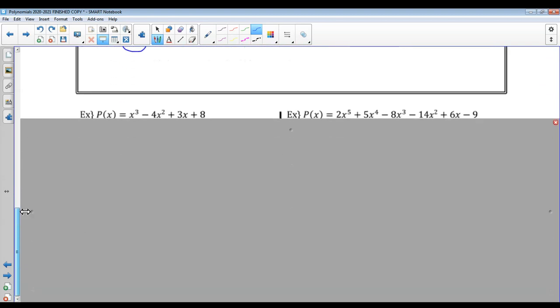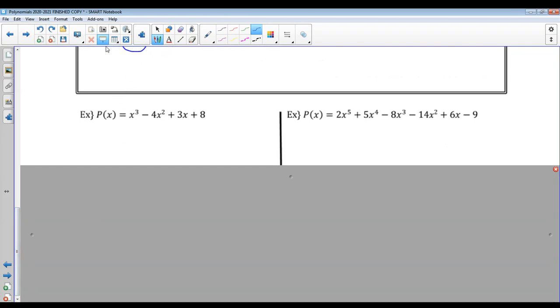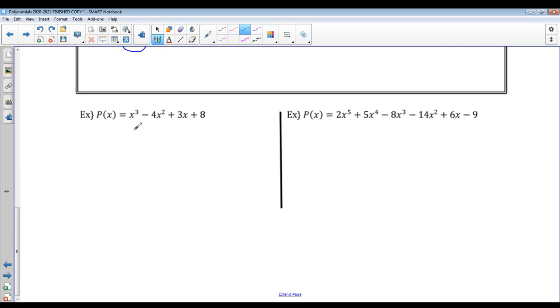So like I said, we'll do an example or two, and once we do that, it's a lot to look at, but it's not that bad. So here's p of x, x to the third minus 4x squared plus 3x plus 8. Looking at that polynomial, we don't have any strategies right now to factor it. But what we can do is we can narrow it down. We can think about how many positive roots there could be and how many negative real roots there can be.